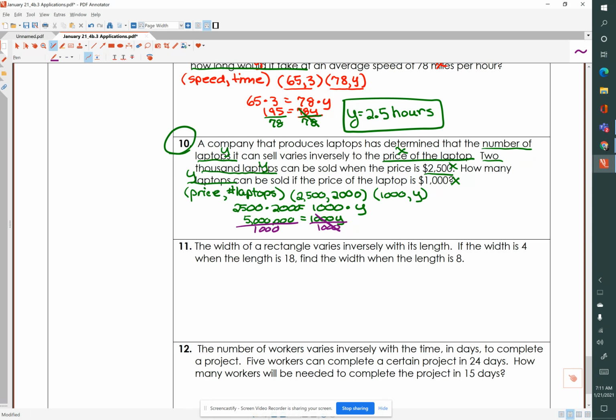So we isolate y, we divide 5 million by 1,000, and we find that y equals 5,000. And what are we talking about here? The question was, how many laptops? So the answer is 5,000 laptops.